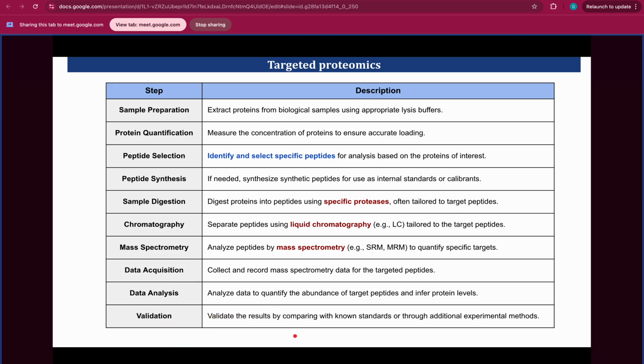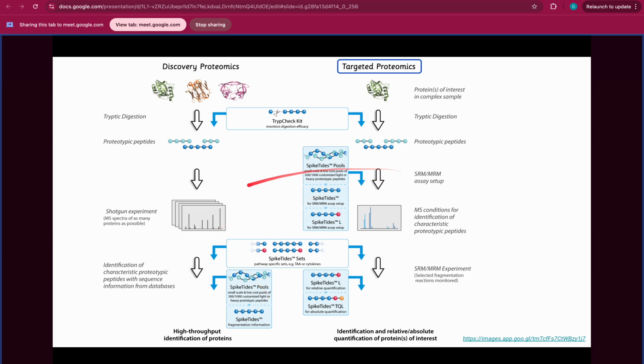Okay, so this is all about targeted proteomics, and in this I have given the example. So this is discovery proteomics and this is targeted proteomics. When we talk about discovery proteomics, in the sample there could be multiple proteins which are present. So I do not care about any protein, I am just performing the MS of all those proteins which are present in the sample. But when we talk about targeted proteomics, then I make sure that in the sample I will deal with only a specific protein. So I will obtain that particular protein and then proceed with its digestion.